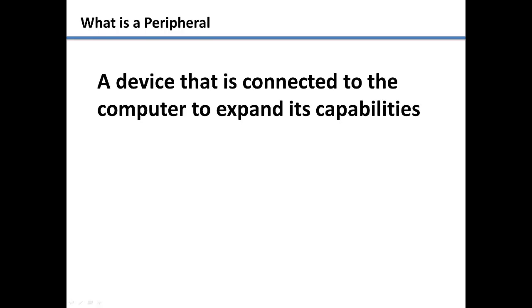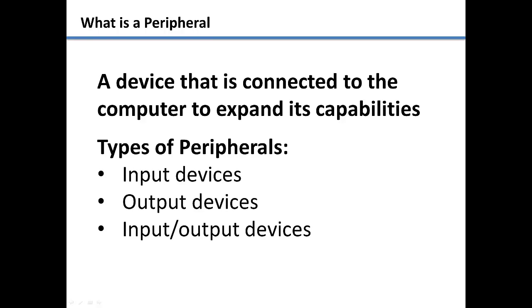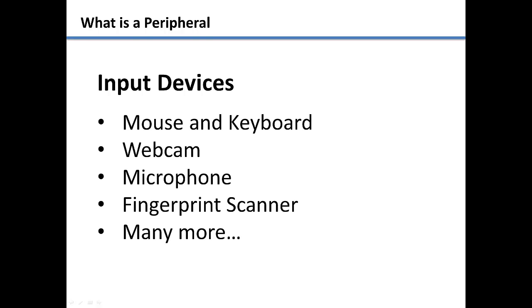A peripheral is a device that is connected to the computer to expand its capabilities. These devices normally fall into either an input or an output category, and sometimes both. Examples of devices that are in the input category would be a mouse and a keyboard, a webcam, microphone, fingerprint scanner, and many others. These devices all input data into the computer in different ways.